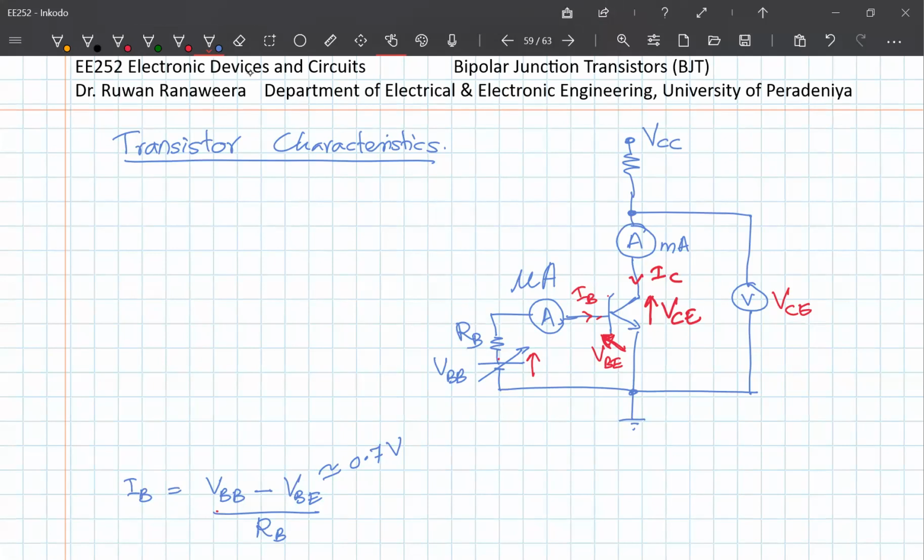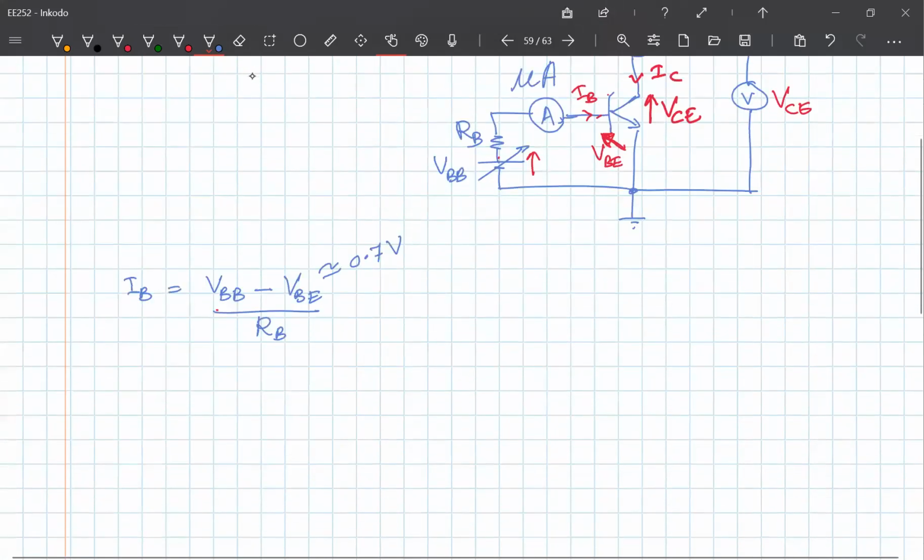So we have this setup here. Under the situation where the VBE junction is forward biased and the BC junction is reverse biased, we can write the relationship IC over IB equals beta. So IC is equal to beta IB. This is only valid for one single situation.